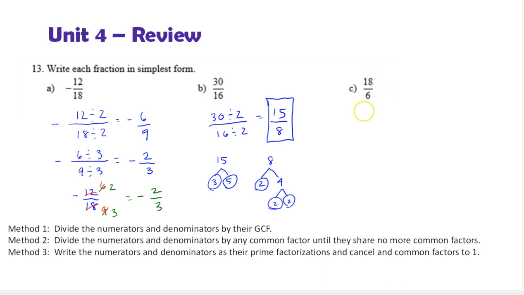Now 18 over 6, well, I could say they're both even. They're also both divisible by 3. I'm going to start with 3 just to be a little different than last time. 18 divided by 3 is 6. 6 divided by 3 is 2. Now these are still even, so they still have a common factor of 2. So I'm going to divide them each by 2. And we get 3/1. And 3/1 is considered a whole number when the denominator is 1. And we usually write it just as a whole number by itself, 3 instead of 3/1.